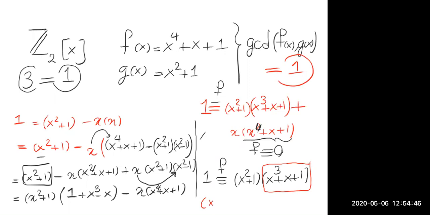So x squared plus 1 inverse is what? If you multiply x squared plus 1 by that, you would get 1. This is exactly that thing. I'm multiplying x squared plus 1 by this polynomial and I get 1.